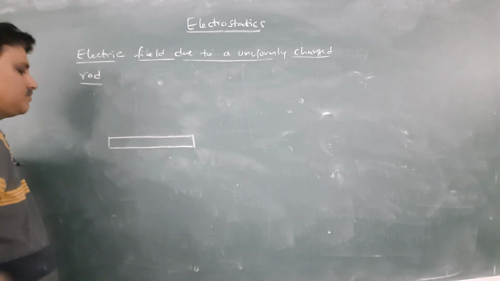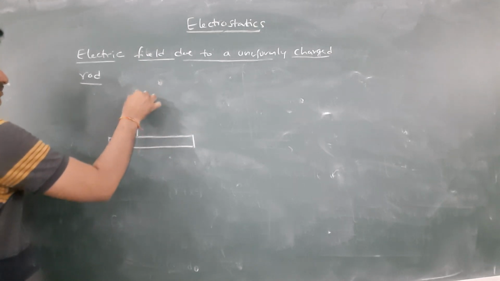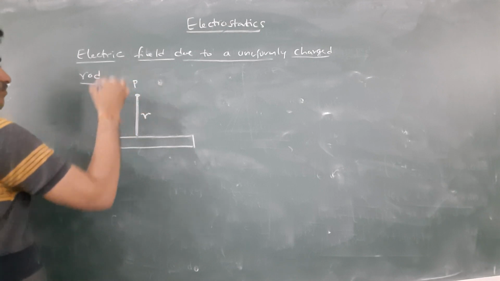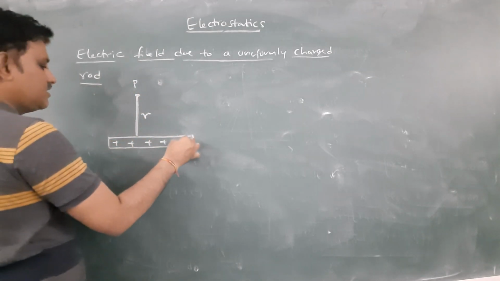A charged rod. Our aim is to calculate the electric field at a point P perpendicular to the charged rod. This is the next case.